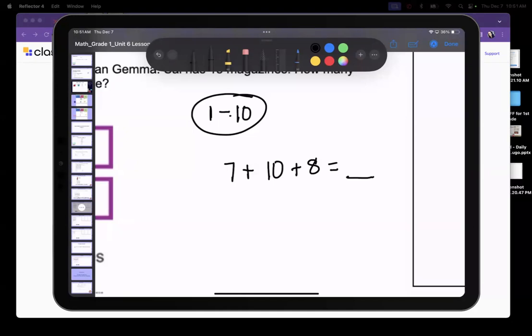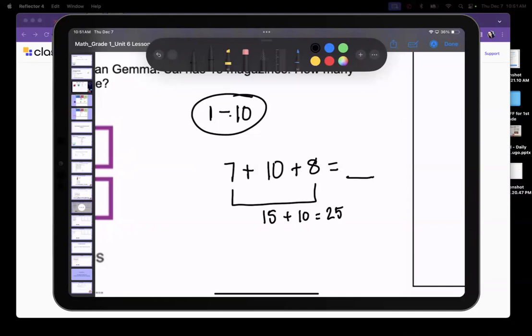How are you going to figure that out? Maybe I could add 7 and 8, and that makes 15. And add that 15, add one more 10, so it's 25. Okay, you could do it that way. What's another way to do it? Let's get other people to talk. How else would you figure that out?